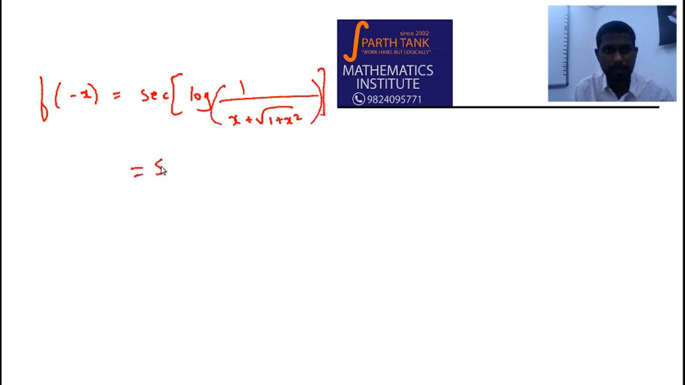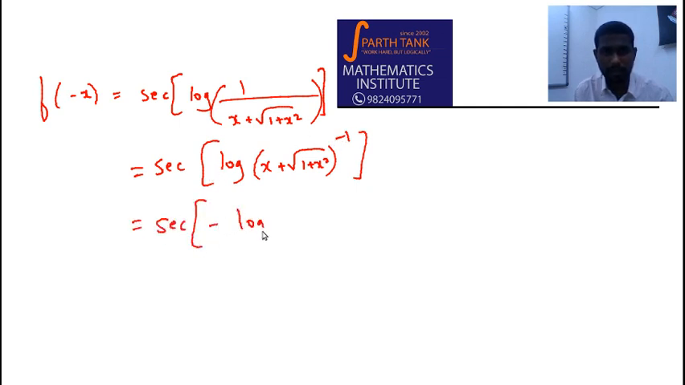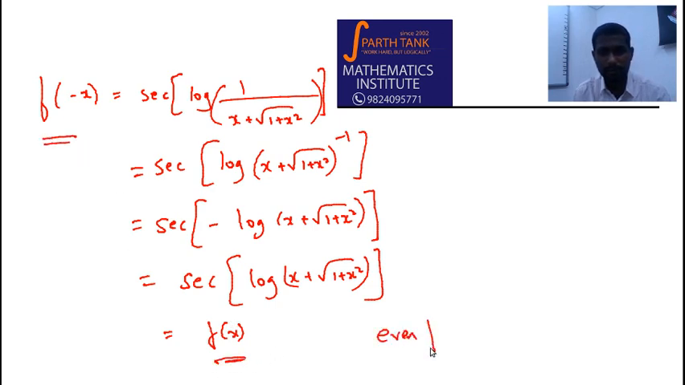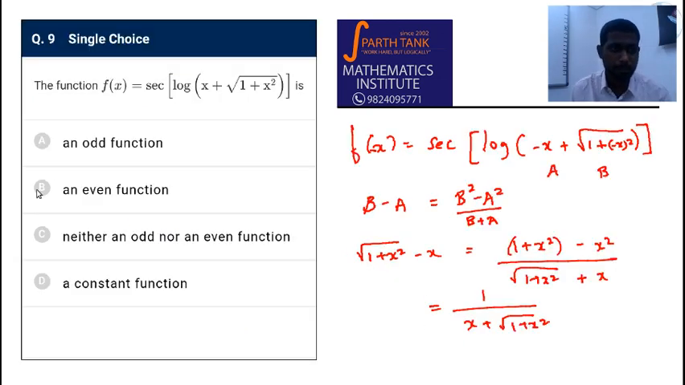This is nothing but secant of log of x plus root of 1 plus x squared, the whole raised to minus 1, and this minus can come here: secant of minus log of x plus root of 1 plus x squared. And now of course we know that secant is an even function, so secant of minus something becomes secant of plus that number. So this is equal to f of x. So we have f of minus x is equal to f of x, so it is an even function. So the answer is B, even function.